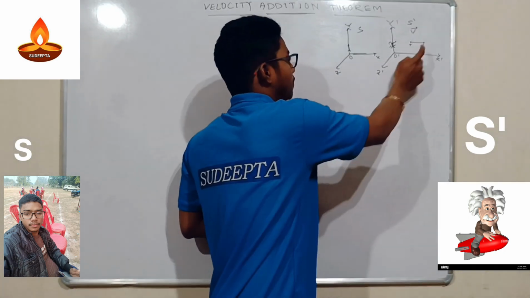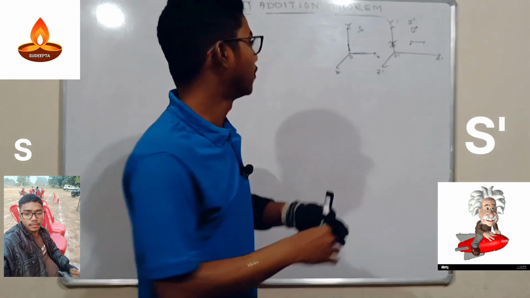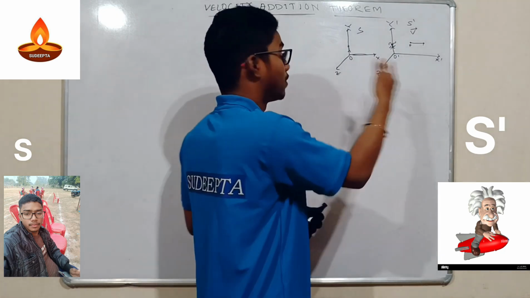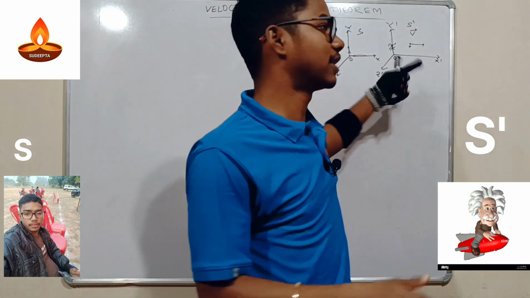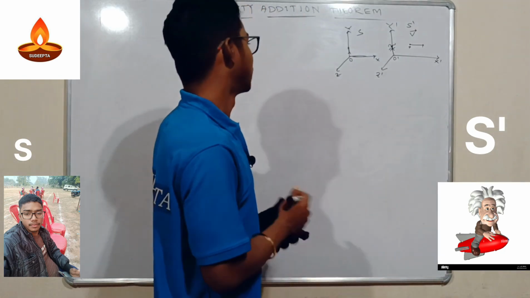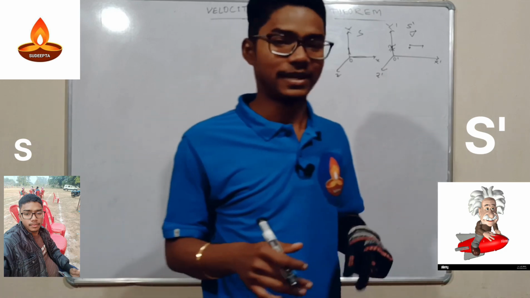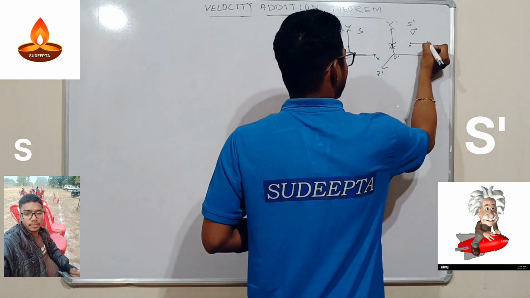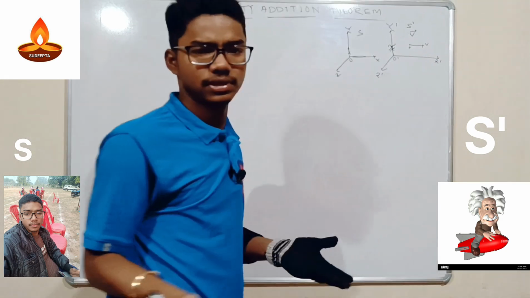So for me, what is the velocity of that particle? And for Einstein, what is the velocity of that particle? We have to discuss these kinds of things here, right? Before discussing this, let's say its velocity is u, simply u.